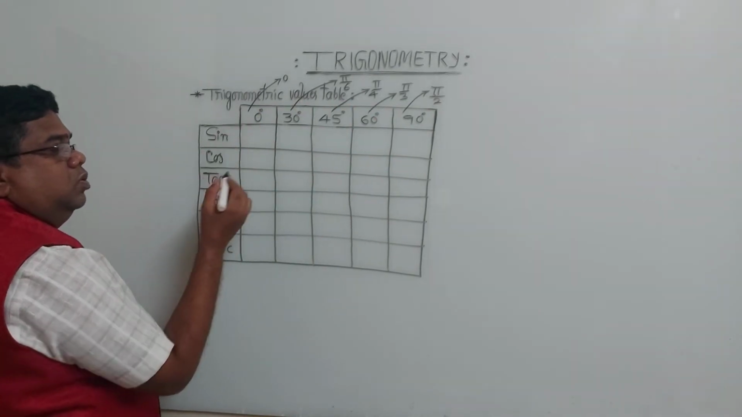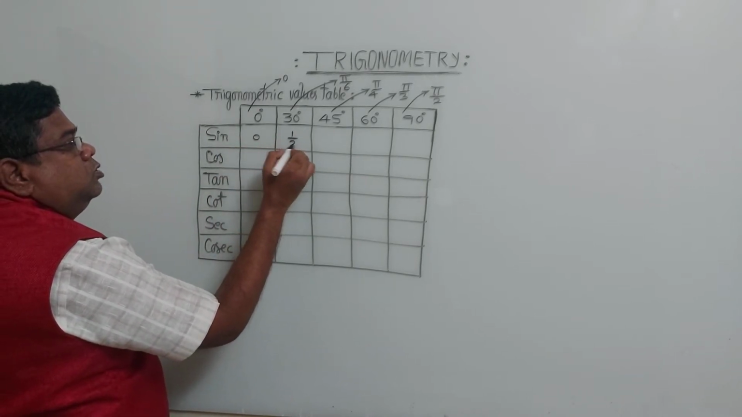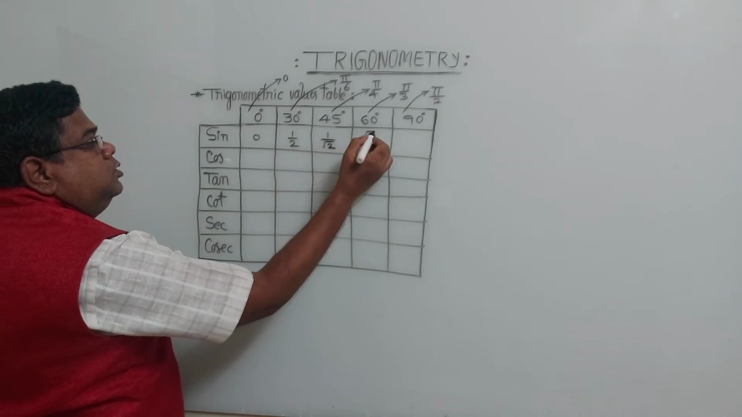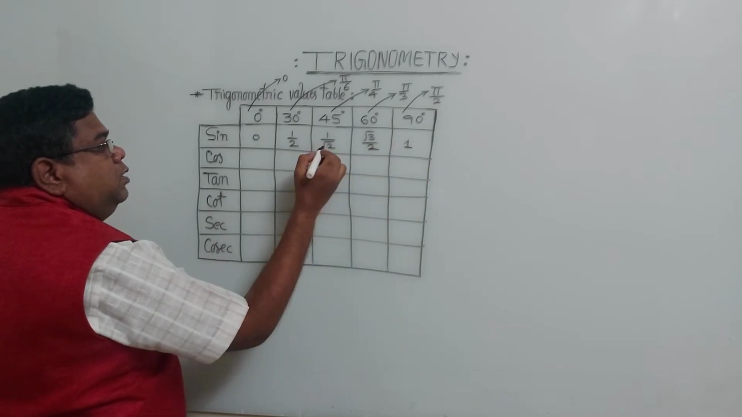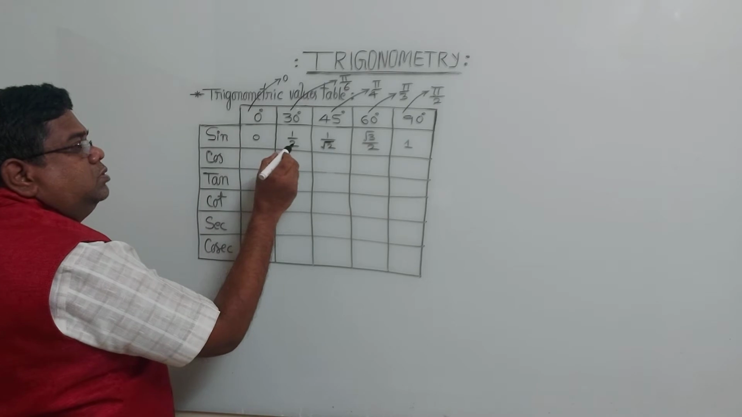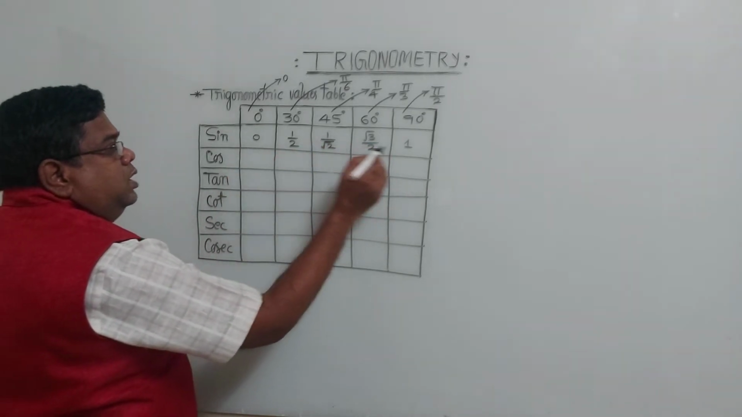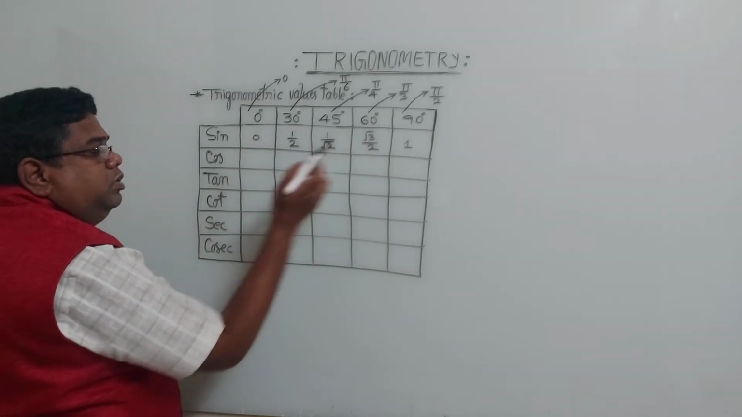Now sin 0 is 0, sin 30 is 1 by 2, sin 45 is 1 by root 2, sin 60 is root 3 by 2, sin 90 is 1. You have to learn by heart these values: 0, 1 by 2, 1 by root 2, root 3 by 2, 1. If you learn these by heart, the remaining values you can fill in very easily. From this only you can fill the rest.